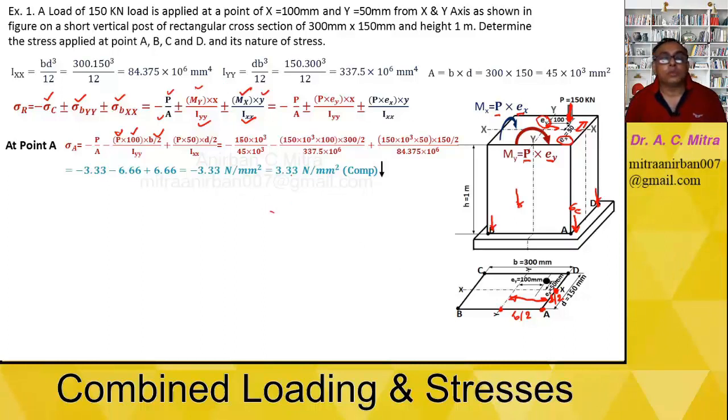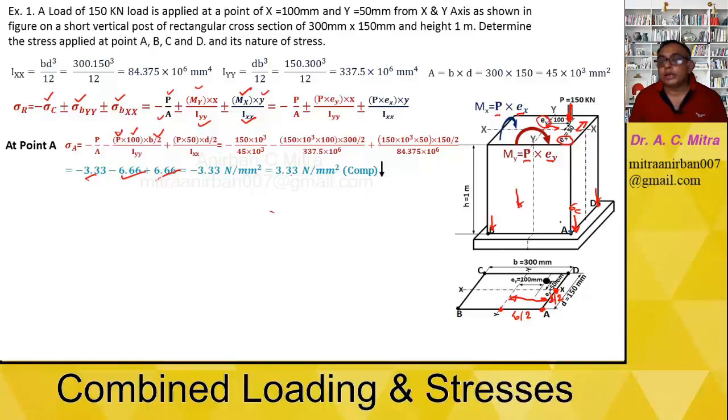Okay. So we are putting all these values here. Ixx, Iyy already written here. After putting the values, we are getting P by A is equal to minus 3.33. Then this one is 6.66, again it will be negative. I just talked about the directions also. And this one is again 6.66. So these are the three values. Now, can you please tell me what are the directions? We know that the P by A, sigma c value is downward. But what about the directions of the sigma b?